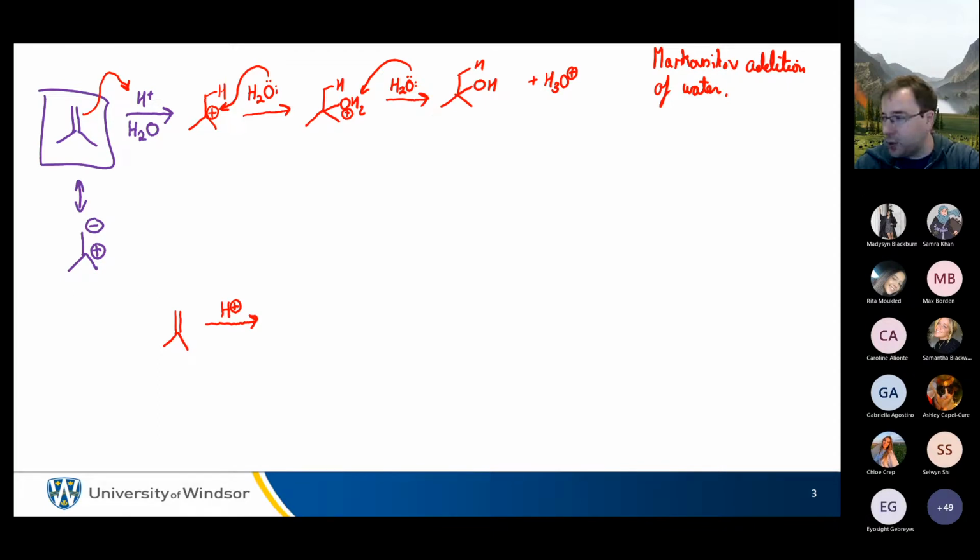Does anyone have a suggestion on what's going on here? Okay, well, hopefully the first step. You generate a carbocation. So yeah, exactly. So that's our first step.